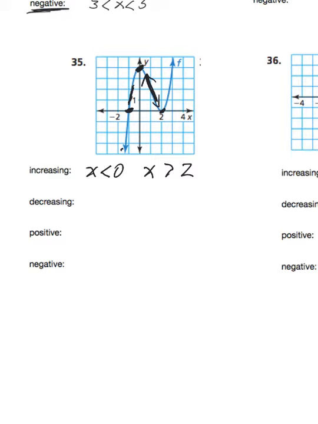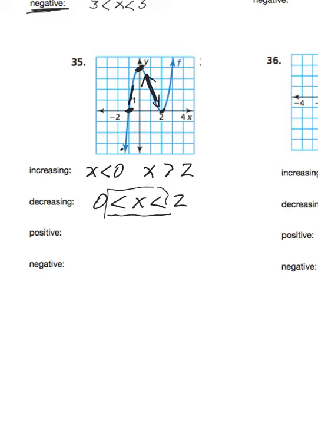So how do we write that? 0 is less than x, and x is less than 2. It's always the smaller number first, using the less than signs. Less than x less than means between.